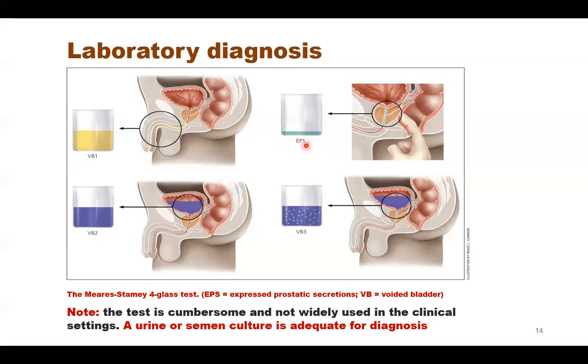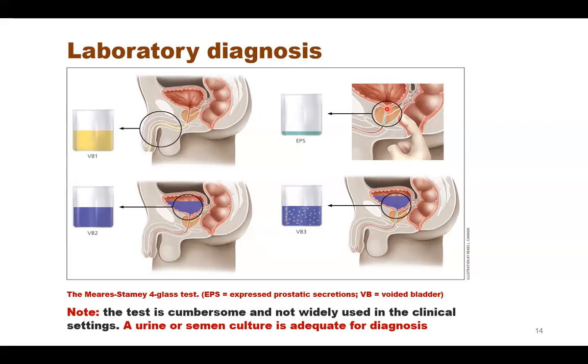Are you following? So after massaging the prostate, you're going to ask the patient to go back and give you another 10 mils urine. So that is the post-massage sample, and that's VB3. Now you will notice from the diagram that with VB3, you have these greenish dots as well within the blue urine.